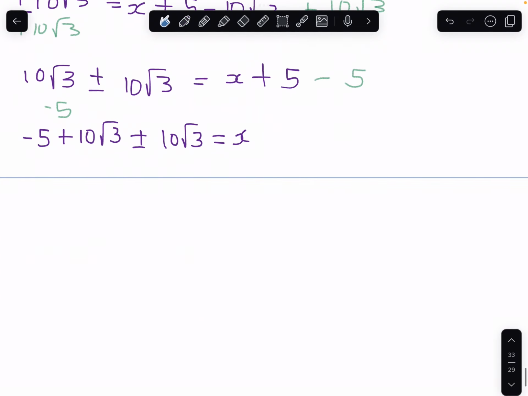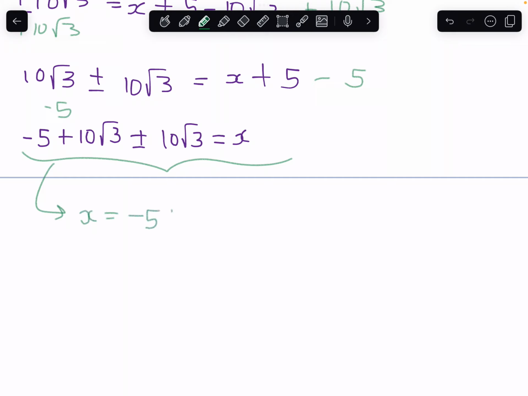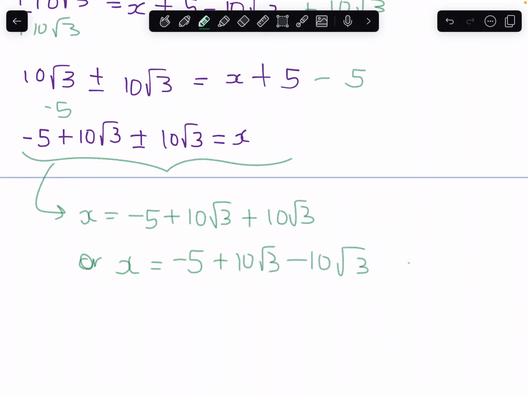Okay, so we can see that one solution is, in other words, x is negative 5 plus 10 root 3 plus 10 root 3, or x is negative 5 plus 10 root 3 minus 10 root 3, which is just negative 5. So this is the x-coordinate of B. We've seen that. Okay, so then this one, just a bit more simplified, is negative 5 plus 20 root 3.